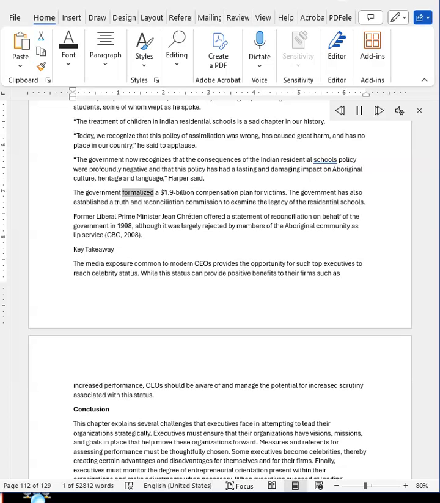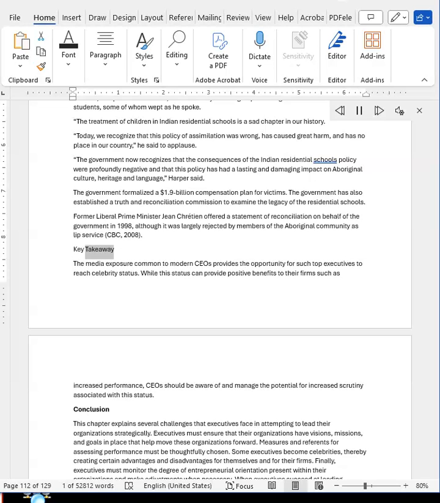The government formalized a $1.9 billion compensation plan for victims. The government has also established a Truth and Reconciliation Commission to examine the legacy of the residential schools. Former Liberal Prime Minister Jean Chrétien offered a statement of reconciliation on behalf of the government in 1998, although it was largely rejected by members of the Aboriginal community as lip service (CBC, 2008).